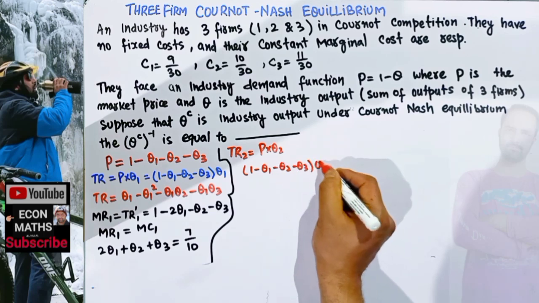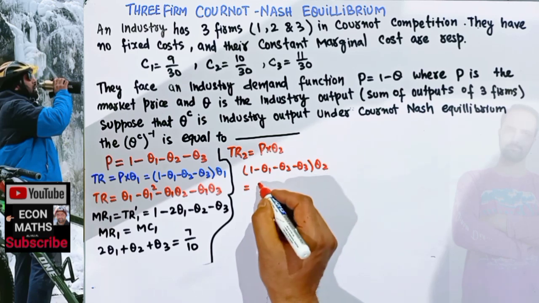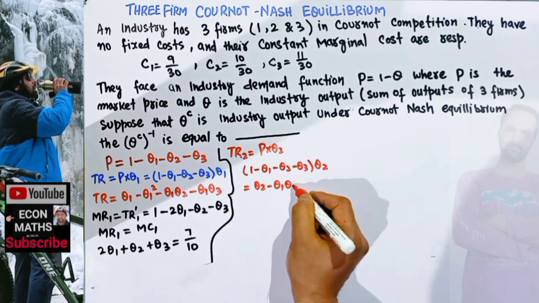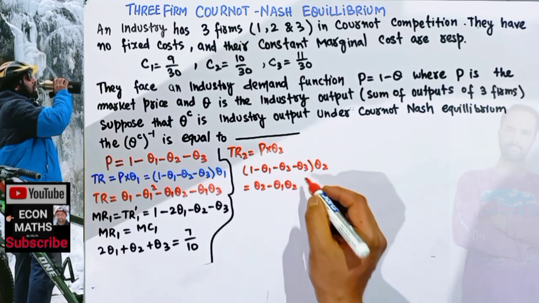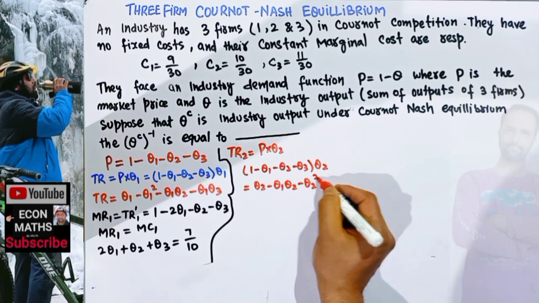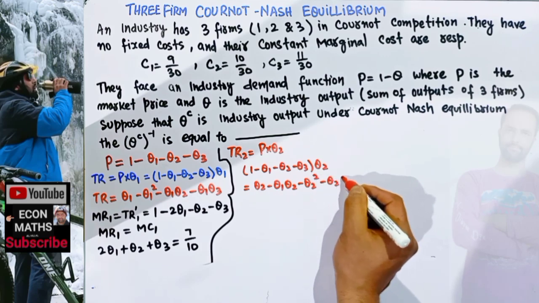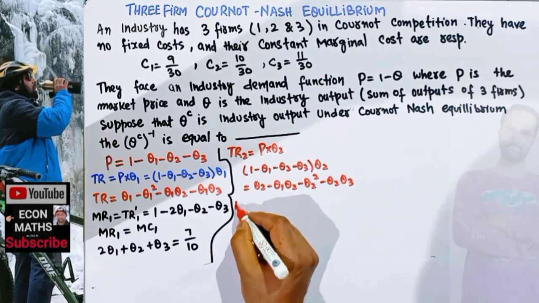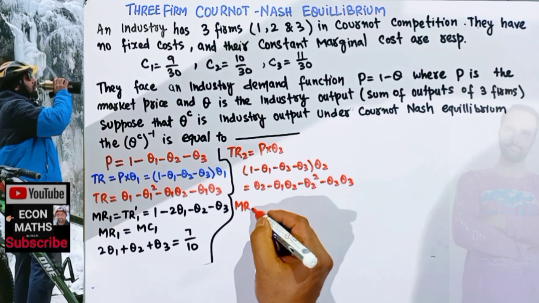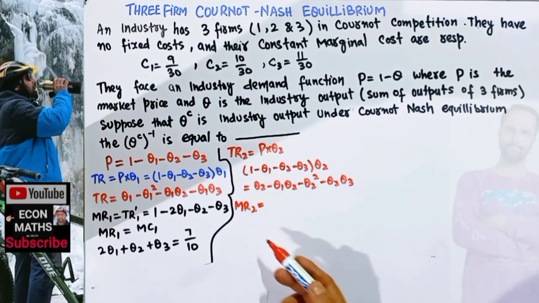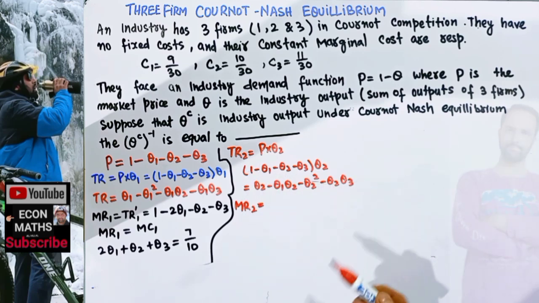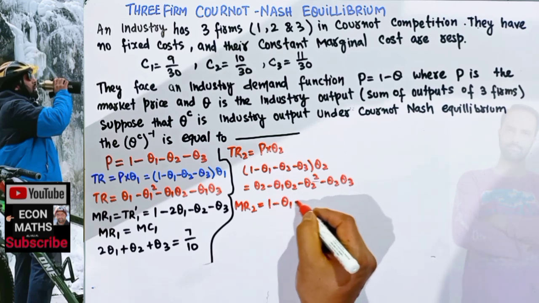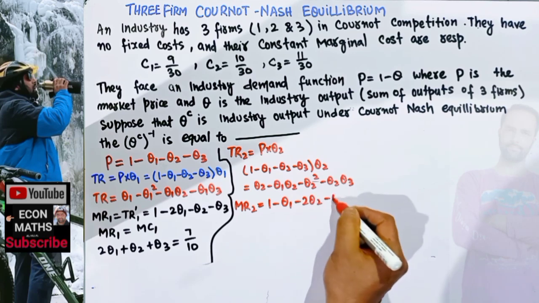To this we multiply Q2, so this will become Q2 minus Q1 minus Q2 square minus Q2 Q3. Okay, this is total revenue. What is marginal revenue? Marginal revenue for firm 2 will be, if we take the partial derivative of this function with respect to Q2, we will get 1 minus Q1 minus twice Q2 minus Q3.